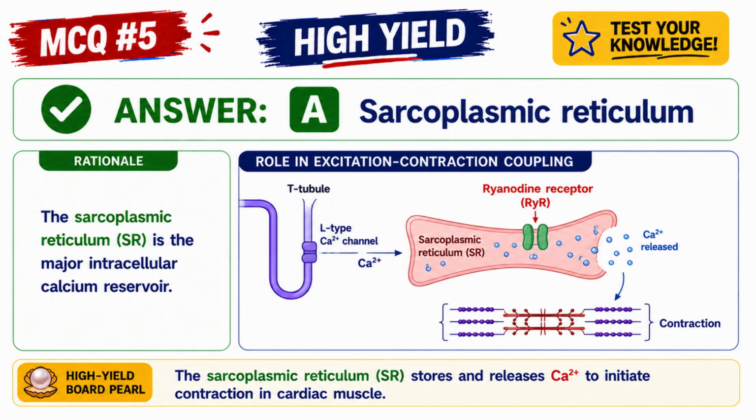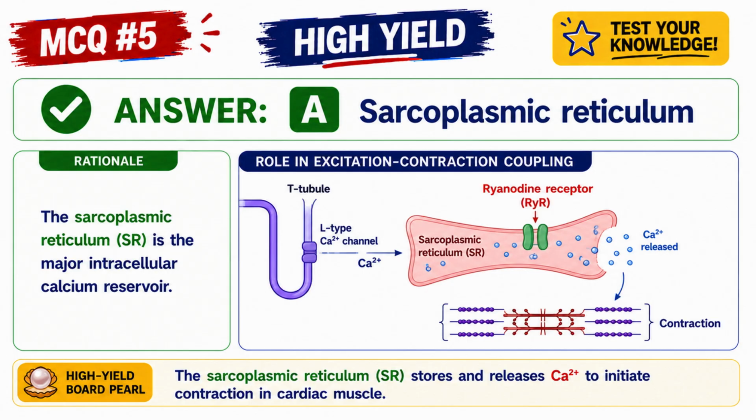Here's why. The sarcoplasmic reticulum, SR, is the major intracellular calcium reservoir in cardiac muscle. It is a specialized network of membrane-enclosed tubules that wraps around the myofibrils in close proximity to the sarcomeres. This proximity is essential. Calcium released from the SR only has to travel a very short distance to reach troponin C and initiate contraction.